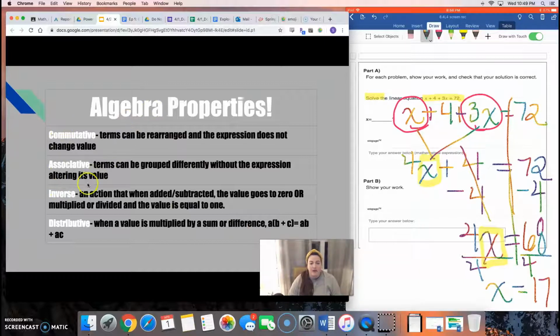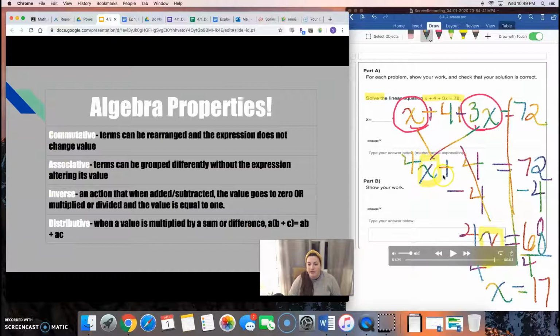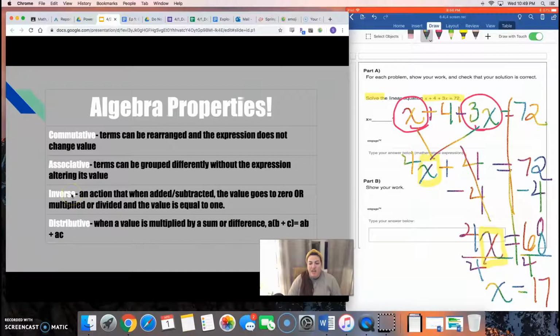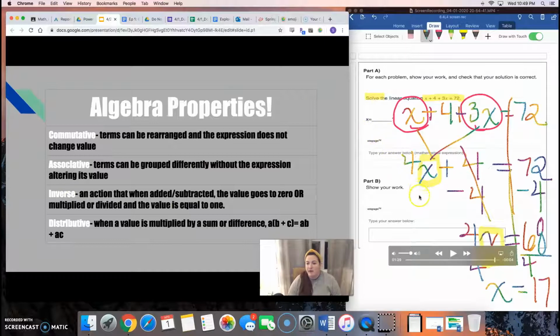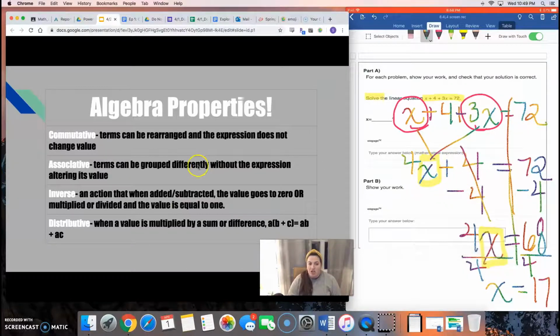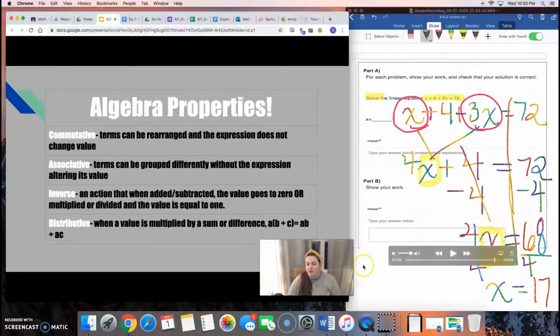And then another property that we use a bunch when we're solving equations is the inverse property. And there's a bunch of little properties underneath this umbrella term of an inverse property. An example of an inverse property is when we subtract 4. And we subtract 4 because that brings us to 0. But then we also know when we're solving equations, we do it on both sides. And we choose to subtract 4 because we're trying to isolate the x. So we use inverse properties so we can isolate the x and get the solution for x.